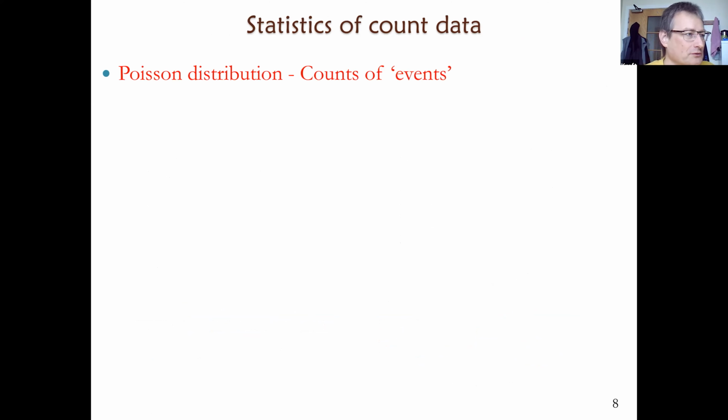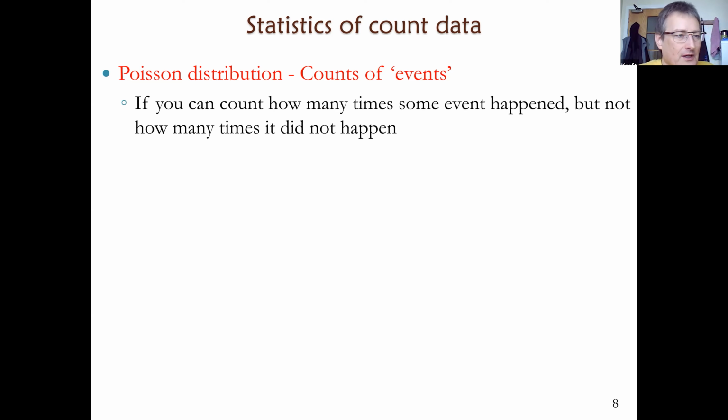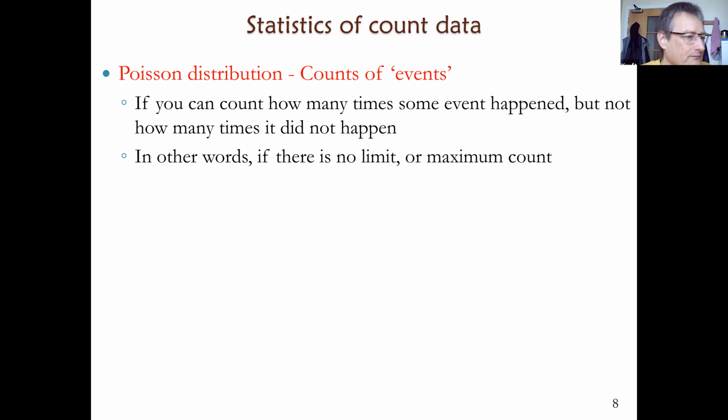Now we're moving to some statistics of plate counts, and I have to introduce Poisson statistics, which is relevant for counts of events. That is when you can count how many times something has happened, but you can't count how many times something did not happen, when the non-events are not countable. And that means there is no maximum count.